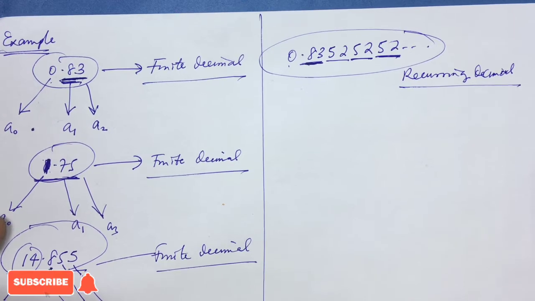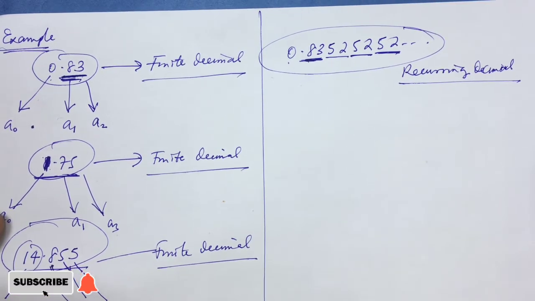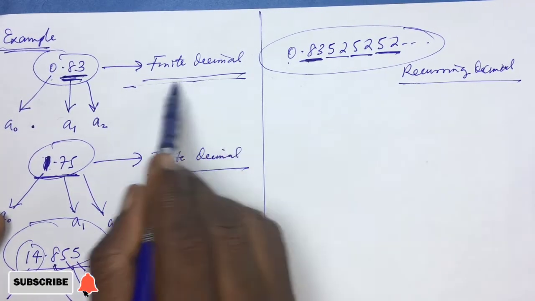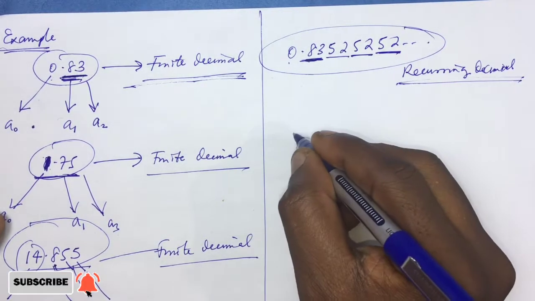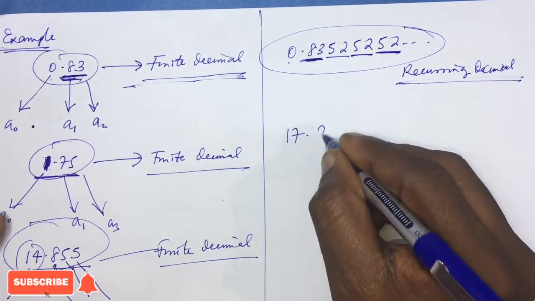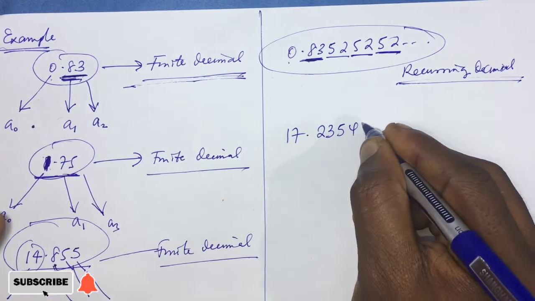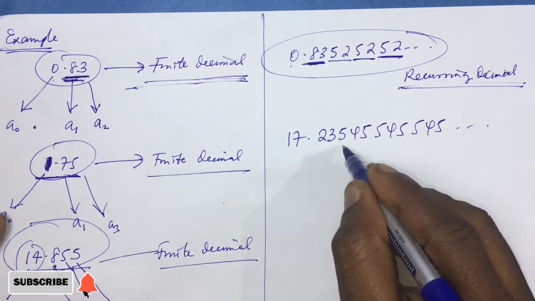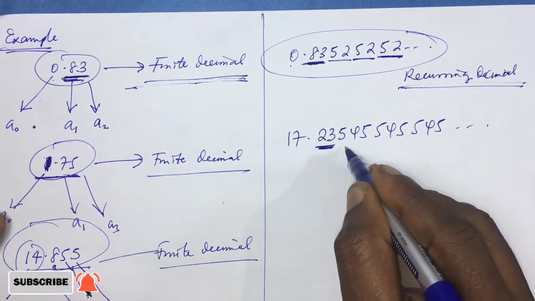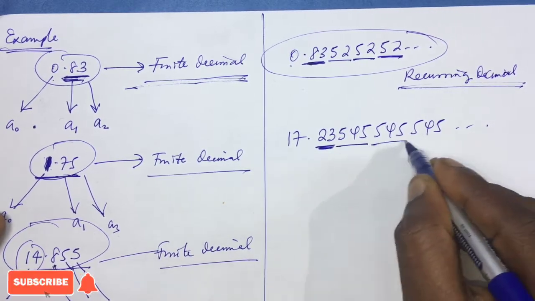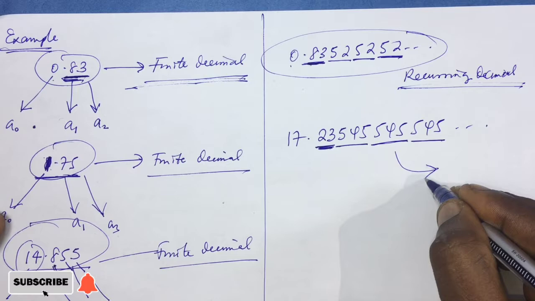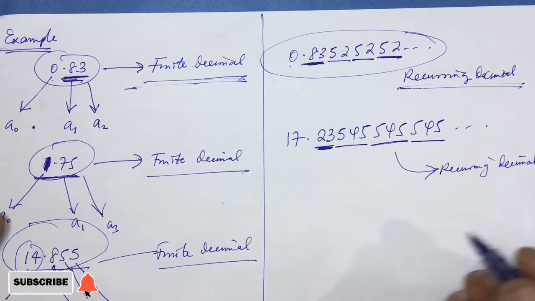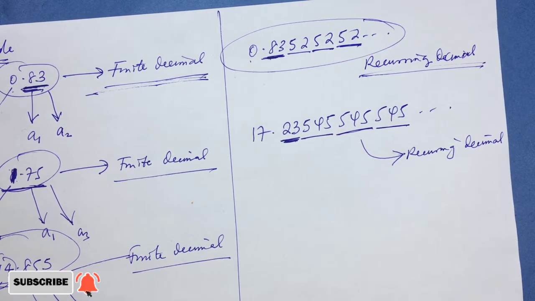So how do you know, just by looking at a decimal, that the decimal must have come from a rational number? It is if the decimal is a finite decimal, or it is a recurring decimal. Another example of a recurring decimal may be 17.235545545, and so on. Now, notice that the fixed block here is 2, 3, and you keep having the repeating block 545, 545, 545. So this is also a recurring decimal. And like I said earlier, recurring decimals only come from one type of number. They come from rational numbers.